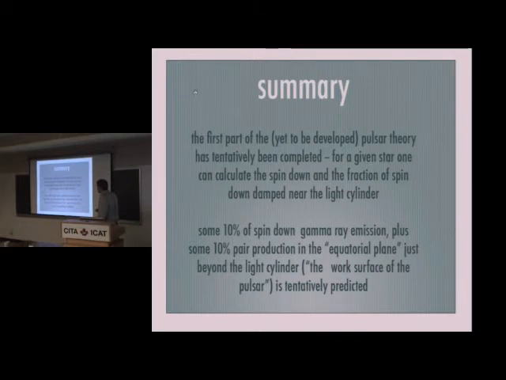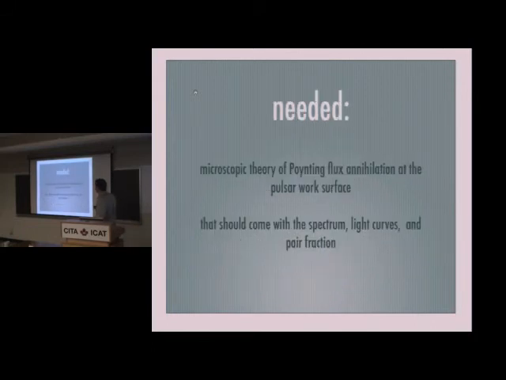It also gives a tentative prediction that a fair fraction of spin down must be gamma rays plus pairs. It occurs in the equatorial plane just beyond the light cylinder, the hypothetical work surface of the pulsar. This should give good light curves, maybe not. But actually Spitkovsky with his students, based on that theory, argued that this is where the emission is coming from. So the story, of course, is not finished. Even the first part is only hypothetically, or tentatively, complete. What's needed now, badly needed, is what happens.